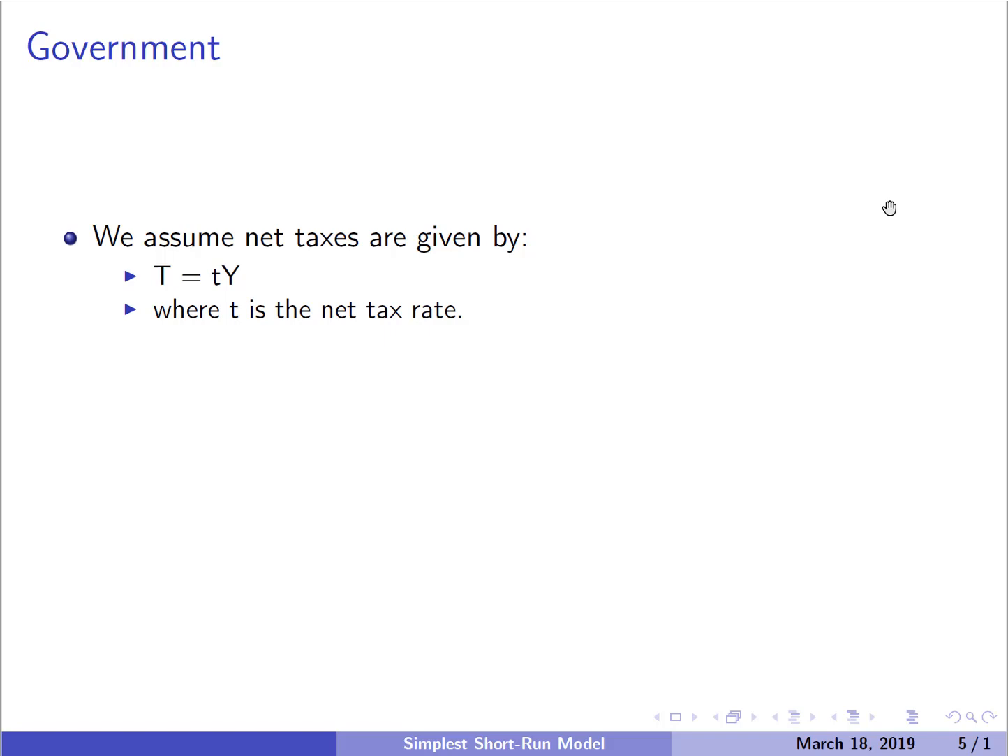A 20% tax rate means that little t is 0.2, which means it's constant no matter what the level of Y, this tax rate doesn't change. So we're always taxing a certain proportion of your income. So that's how taxes are going to work in this simple model that we're talking about now.